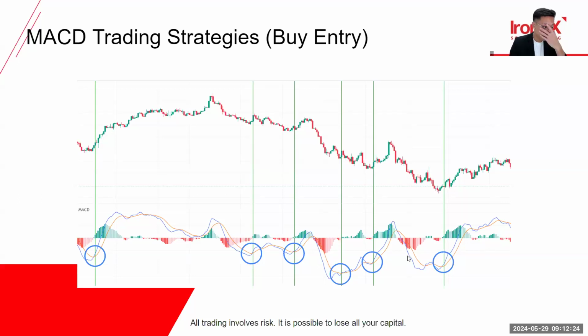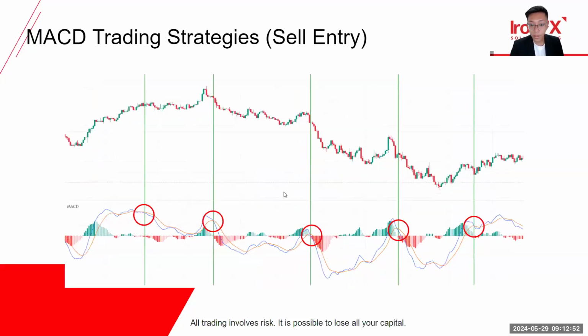But something that you need to take note of, you cannot rely on the MACD indicator by itself. You need to align it with your horizontal key levels as well as other confluences if you have. Usually indicators by themselves are not a strong indication of whether you should buy or sell, but instead act as a support in your decision. For sell entry, the MACD line crosses below the signal line, which is the orange line. You see the blue line crosses under.